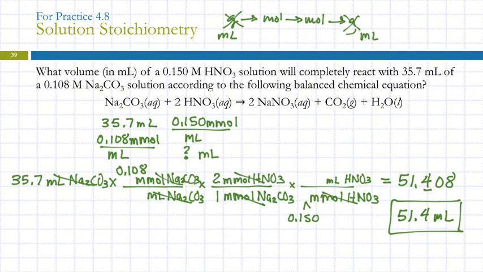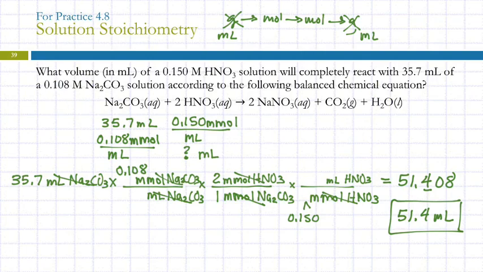Yes? If we didn't have the balanced chemical equation, we could just use M1V1. That's an excellent question. If we didn't have the balanced chemical equation, could we just use M1V1? No. It's very tempting, and people do it all the time, but you'll get the wrong answer. When you use M1V1, you lose this. So in this one, you'll be off by a factor of 2.